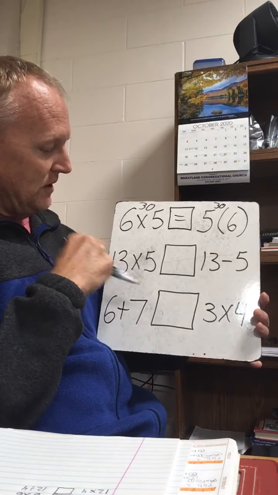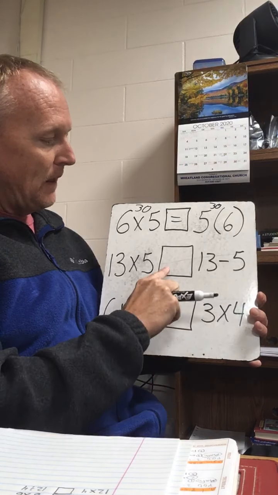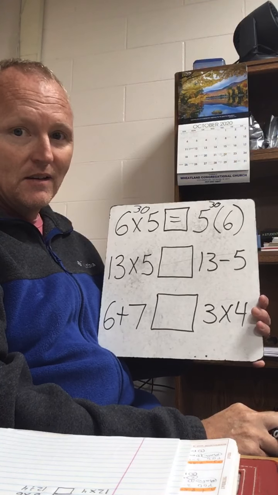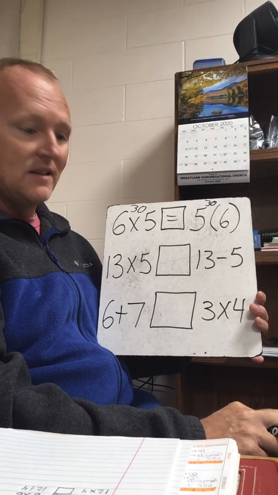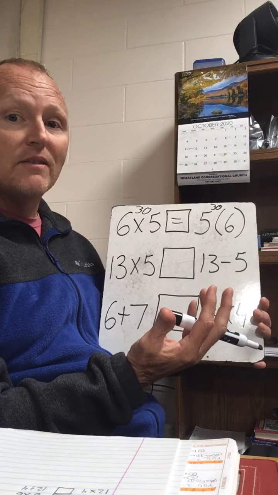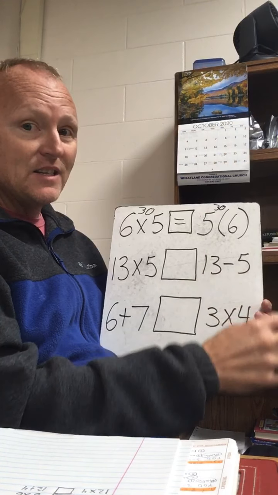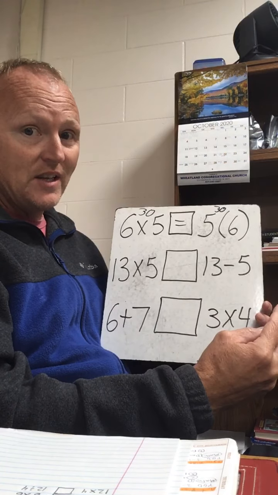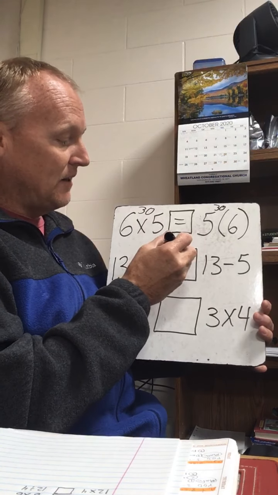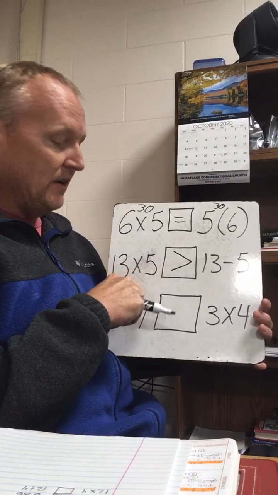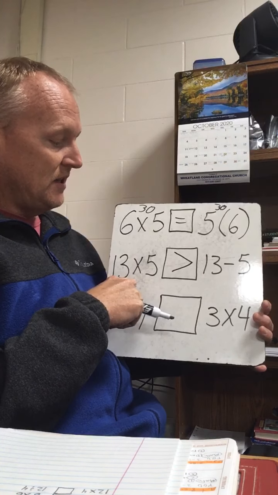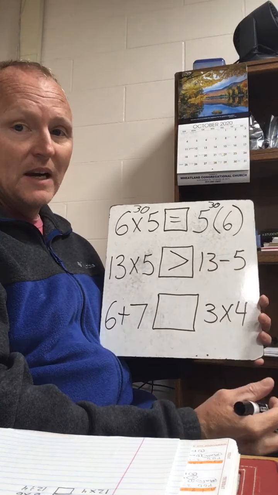Let's take a look at this one. 13 times 5 compared to 13 minus 5. Now this one you really don't even have to do any math. All you have to do is use common sense. Let's think about 13 times 5. That would be huge. 13 groups of 5. Here you have 13 minus 5, so you're going to have less than 13. So there's no way this can be anywhere near this. Okay, so your alligator's going to eat up the greater one. We don't even need to figure it out. We know by using common sense that this is greater. So 13 times 5 is greater than 13 minus 5.